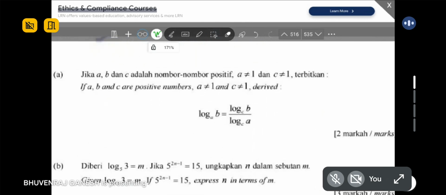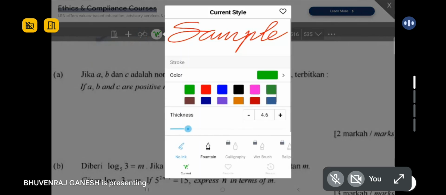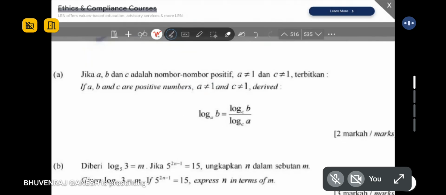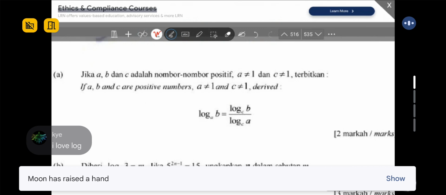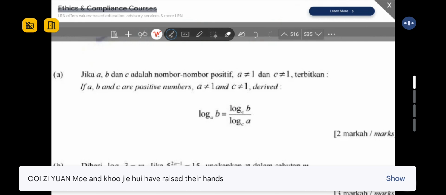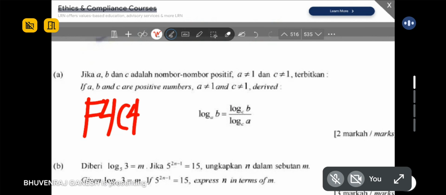Okay, so now next question. So next question is about log. Who doesn't like log over here? Tell me honestly. If you don't like log, listen carefully over here. I love log. I also love log. So this chapter is Form 4, Chapter 4, Indices, Surd and Log.